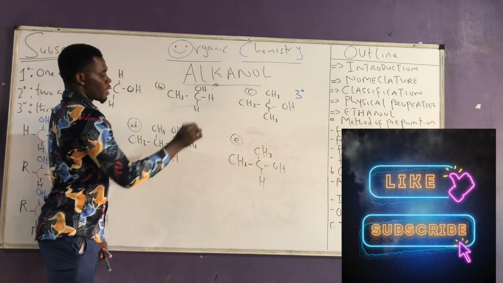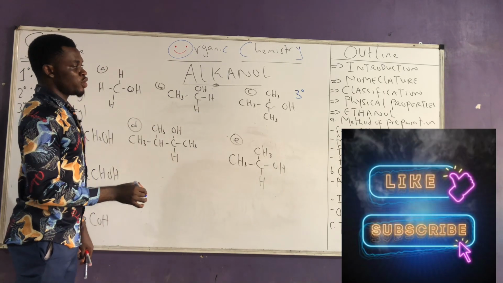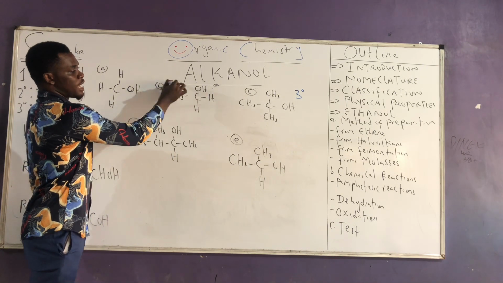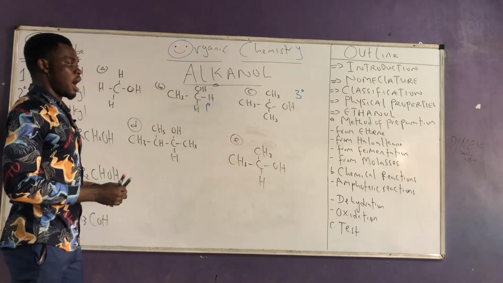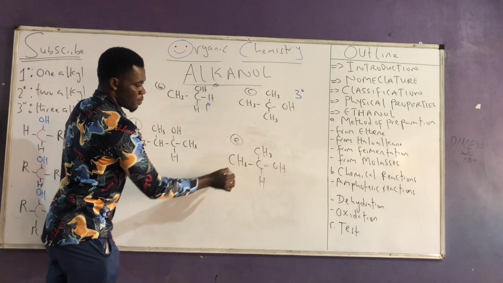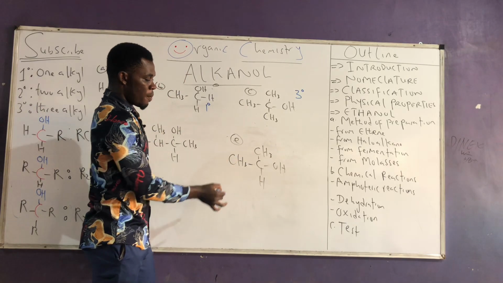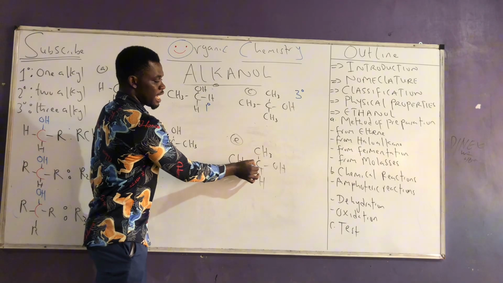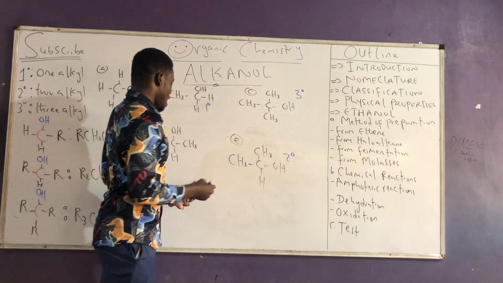Look at this compound. Look at the carbon atom with the OH. How many alkyl groups do we have attached to this carbon directly? It is just 1 alkyl group. So automatically this becomes a primary alkanol. Look at this compound. This is the carbon that is carrying the OH functional group. How many alkyl groups are directly attached to this carbon? It is just 2 alkyl groups directly attached to this carbon. So automatically, this becomes a secondary alkanol.